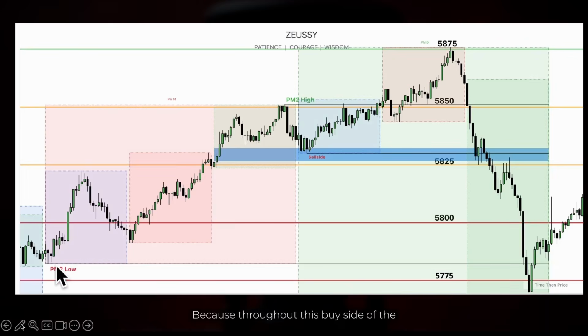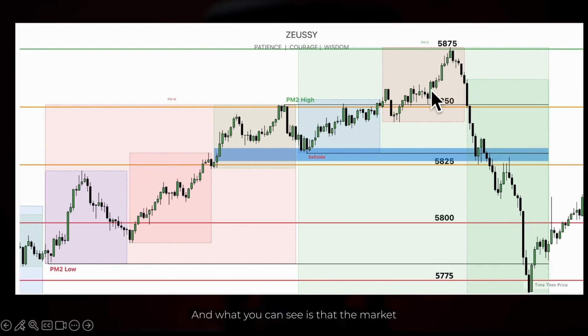Why? Because throughout this buy side of the curve, the market was drawn towards buy side liquidity. It was drawn towards old highs. It was being repriced higher. Throughout this run higher, which was rather slow, a lot of sell side liquidity has been engineered. So when the time is right, what IPDA will seek to do is go from buy program to sell program.